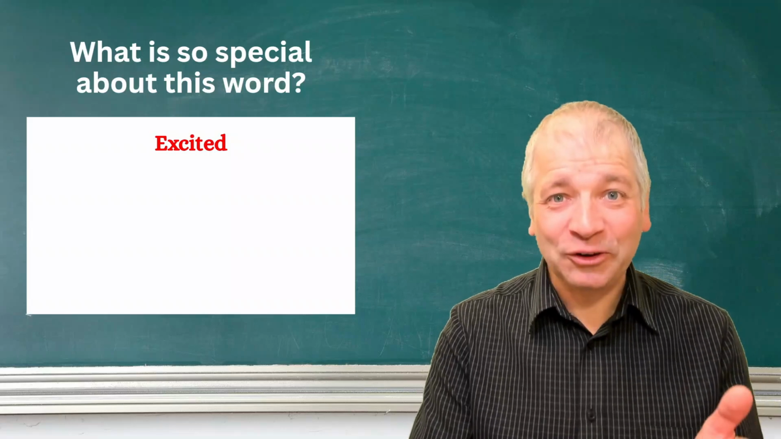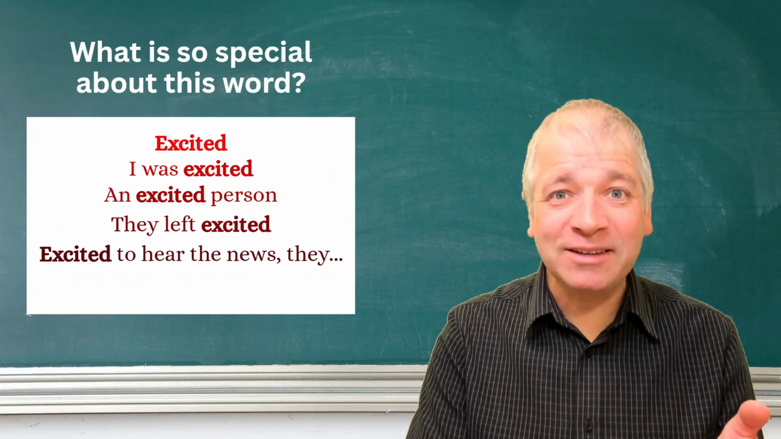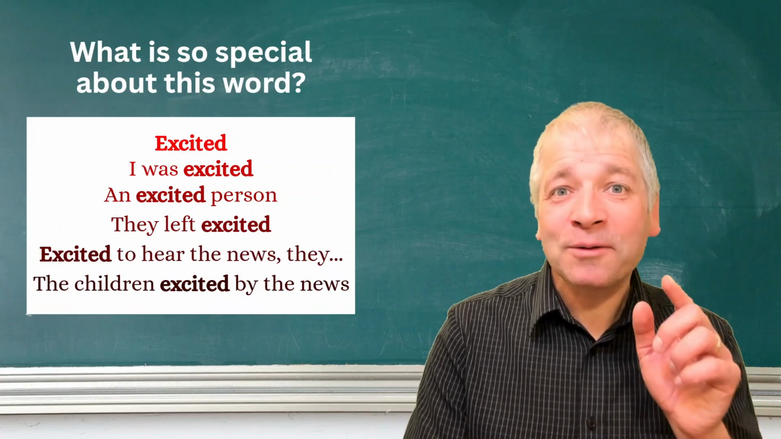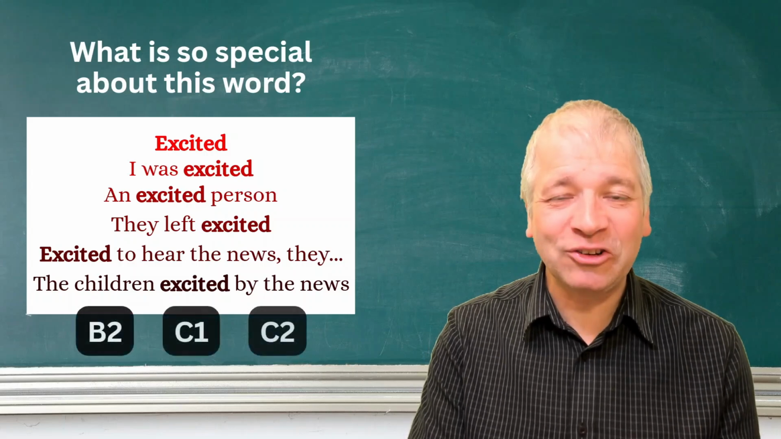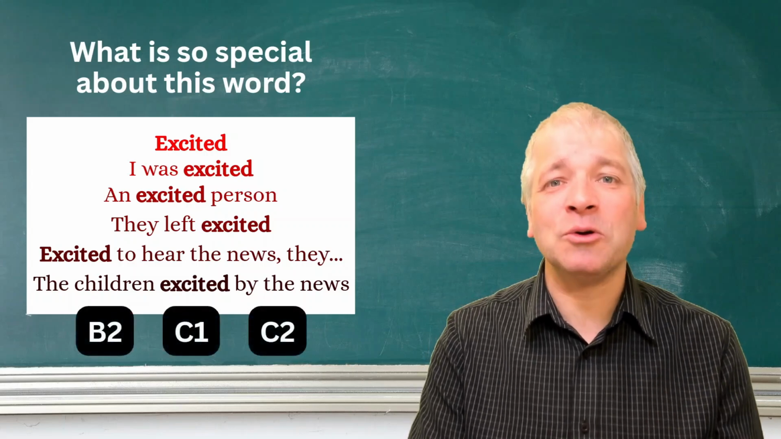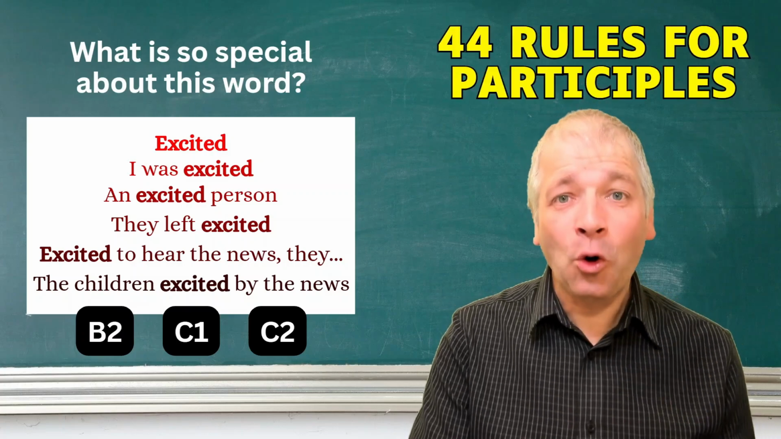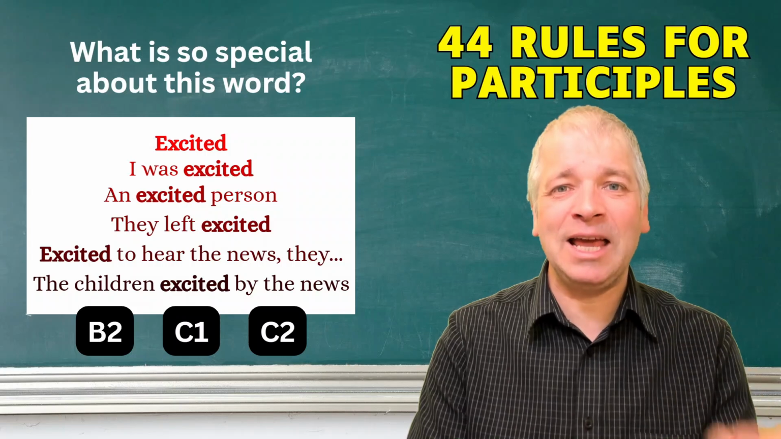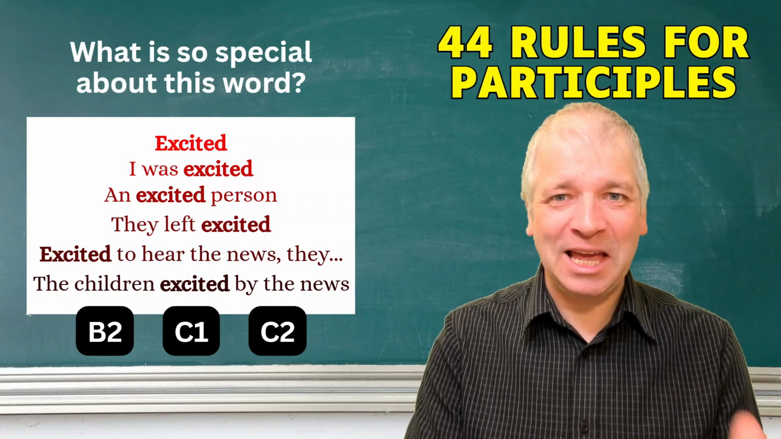What is so special about this word? It's because it can be used in so many different ways. This is called a participle, and to reach a B2, C1 or C2 English level, you need to know how to use participles fully. This video is going to teach you 44 rules for using participles in English, and if you know and use them all, you will have a really advanced English level.